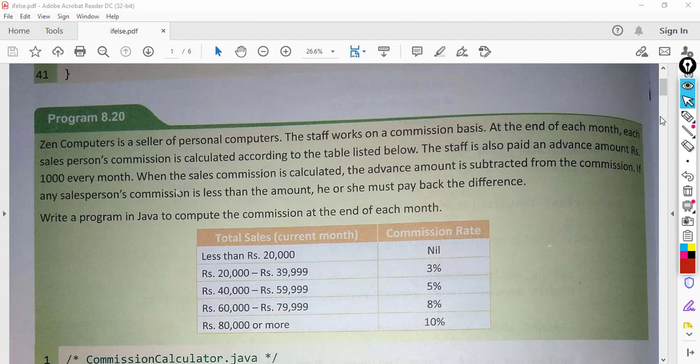We are going to discuss a few conditional construct based questions. So this is the first question.